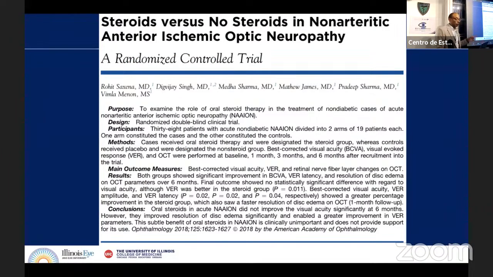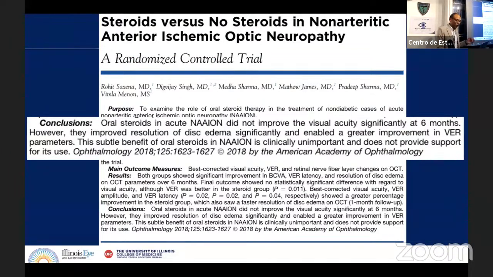Here's a randomized control trial. This was done in an Indian population and found that it did not improve the visual acuity at 6 months. The edema goes away faster, so as doctors, we feel good about that. And the VER may have gotten better, but ultimately it's clinically unimportant and it probably doesn't help patients.